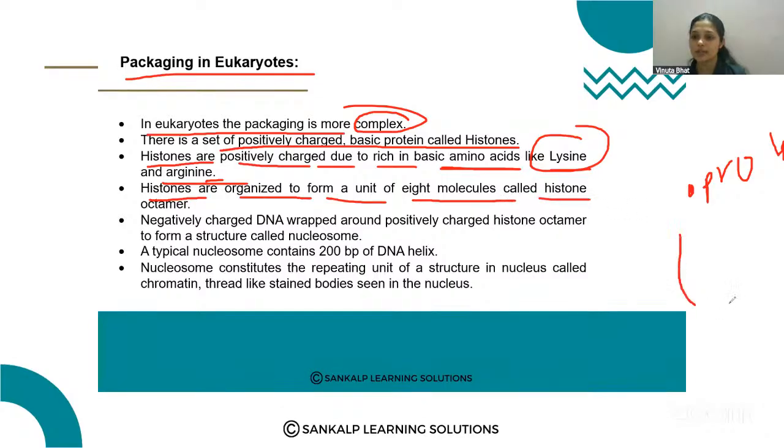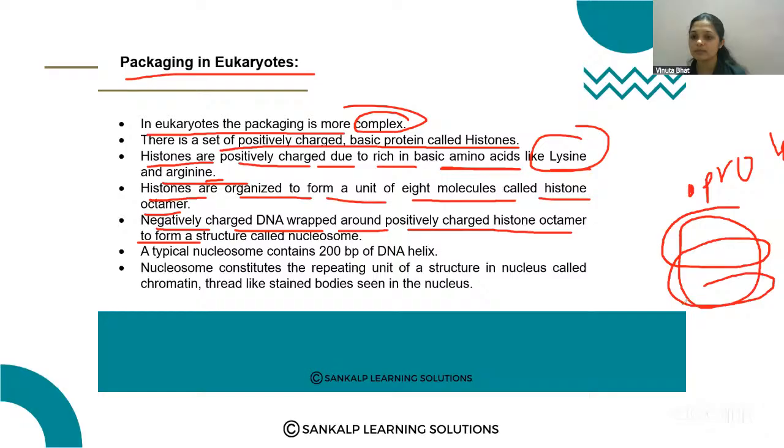So histones are like this. They are 8 molecules held together, so that is called the histone octamer. Negatively charged DNA wrapped around the positively charged histone octamer forms the structure called the nucleosome. Just imagine this is the histone protein, the histone octamer, and negatively charged DNA is wrapped around this protein. That is together called the nucleosome.